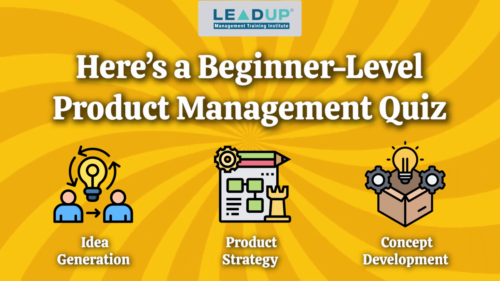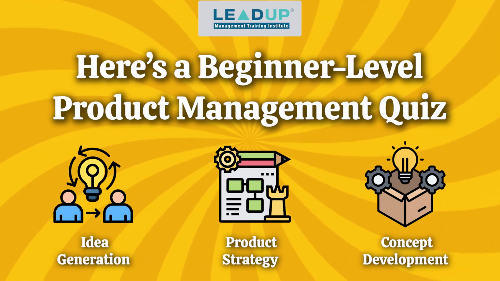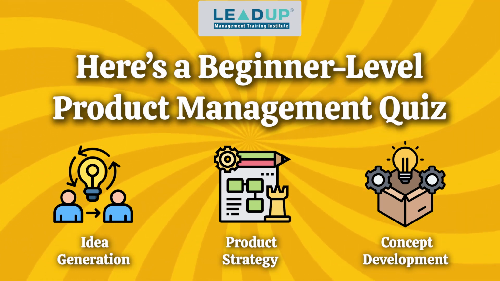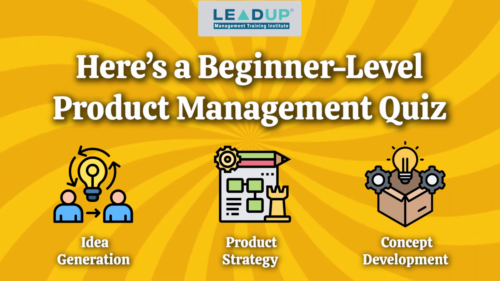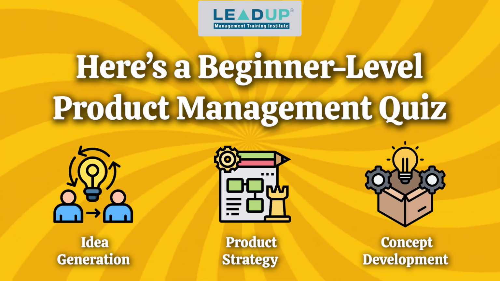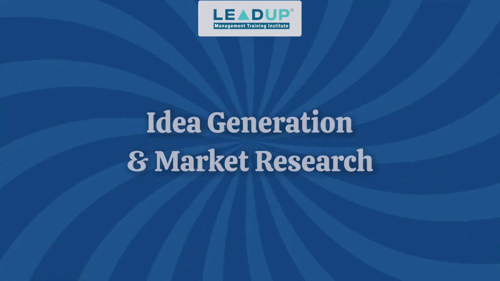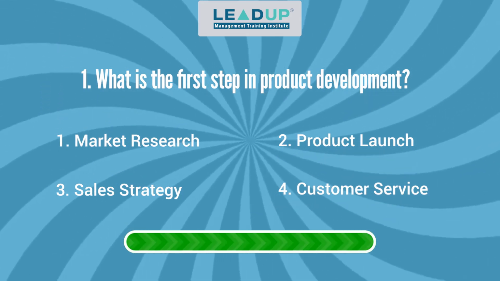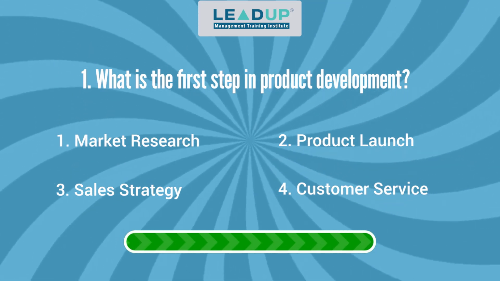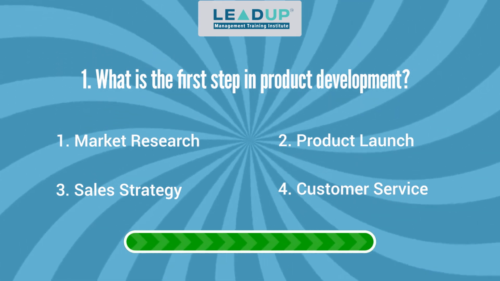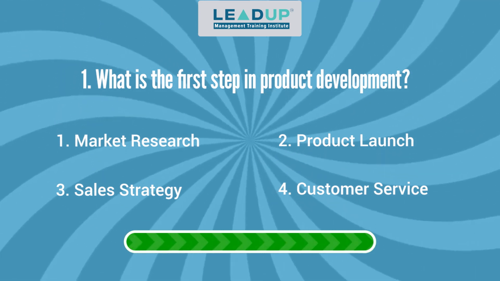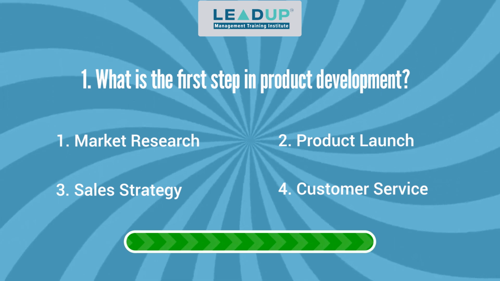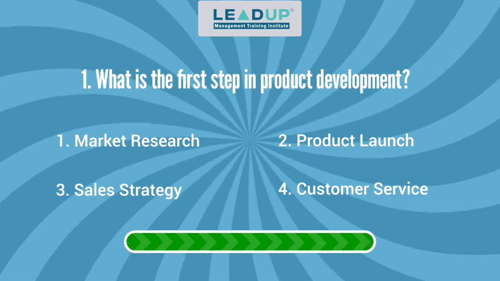Here is the beginner-level product management quiz based on idea generation and market research, product strategy and vision, and concept development and validation. Idea generation and market research. 1. What is the first step in product development? 1. Market research. 2. Product launch. 3. Sales strategy. And 4. Customer service.